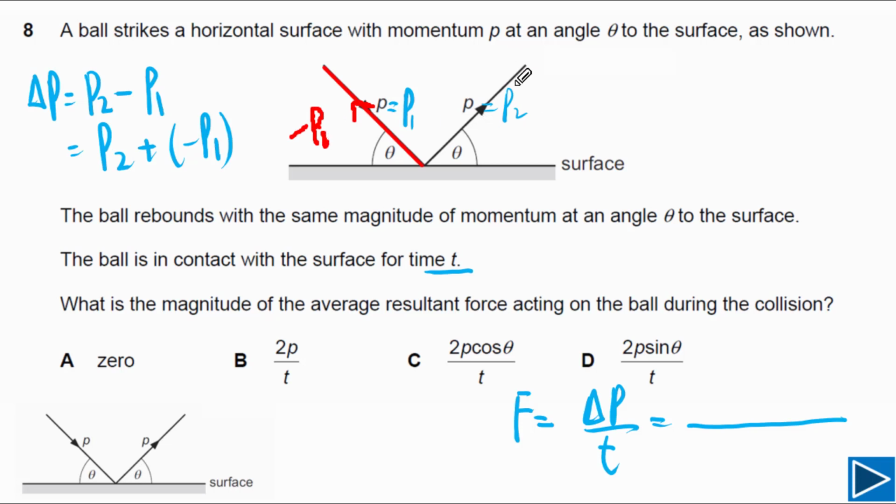Simply we need to add these two vectors, P2 and minus P1. First of all, let me draw P2. We will draw one line equal to this vector's magnitude P2.